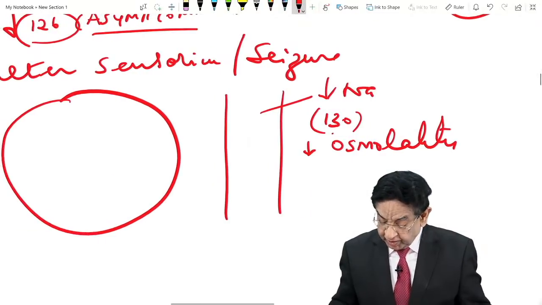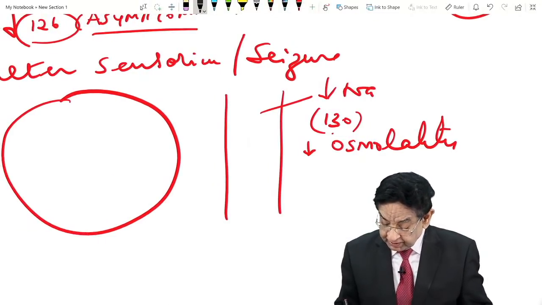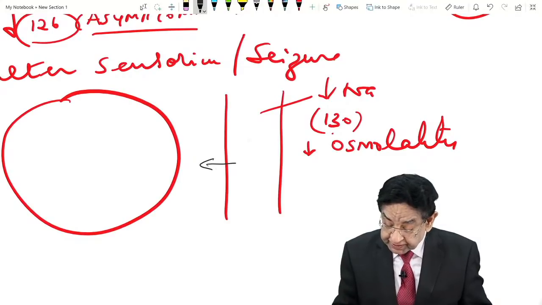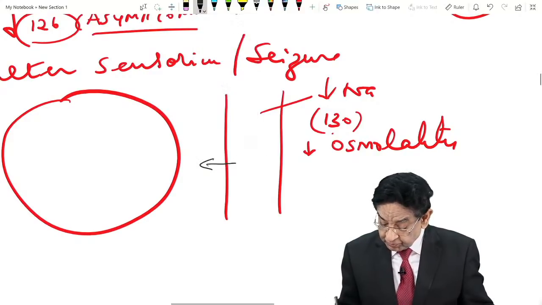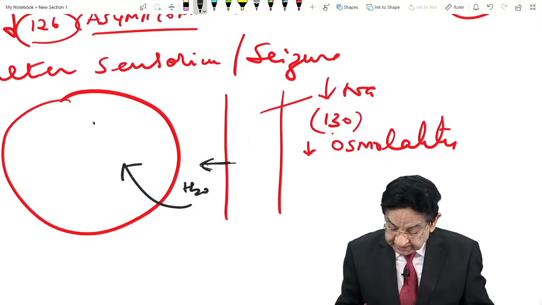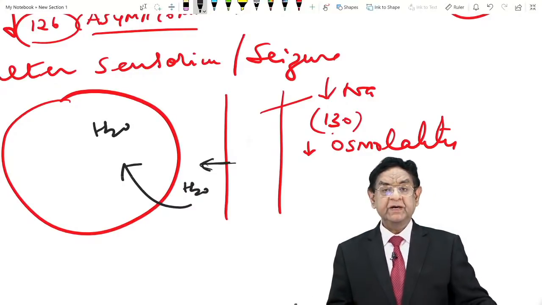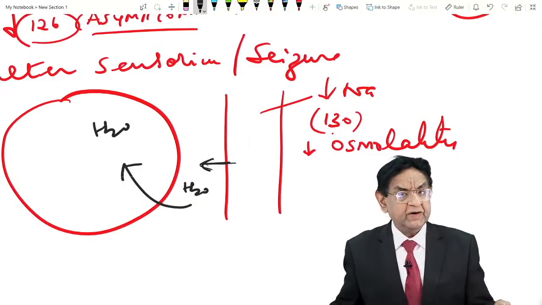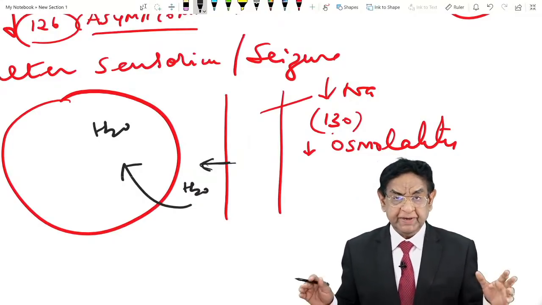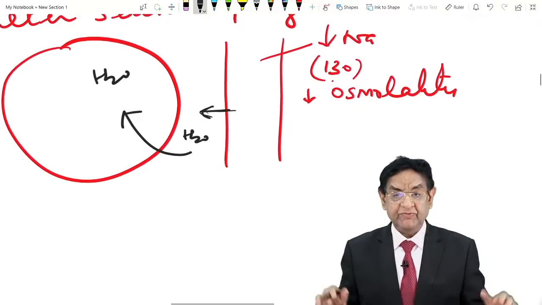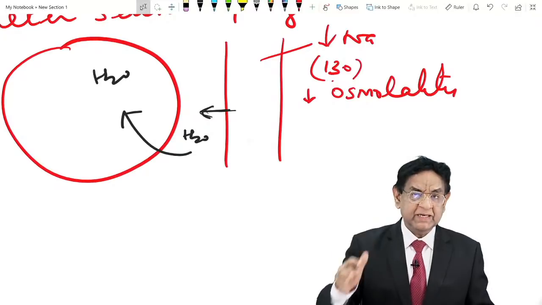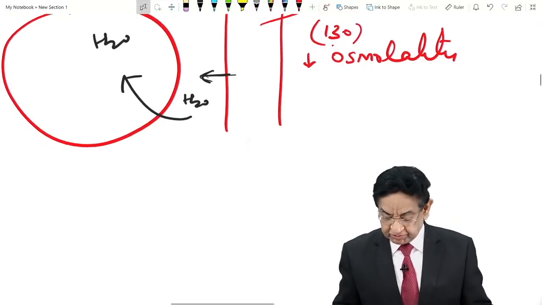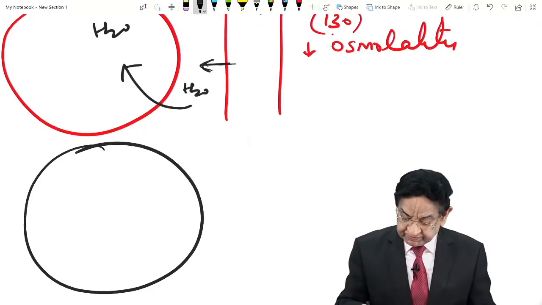So here water will leak out. It will go to the third space. Water has come to the third space and now it enters the brain cell. So ultimately water from the blood vessel has gone to the brain cell, and of course the brain cell is getting more and more water. I don't need to tell the illustrious students who are listening to me, the cell size will be increased.